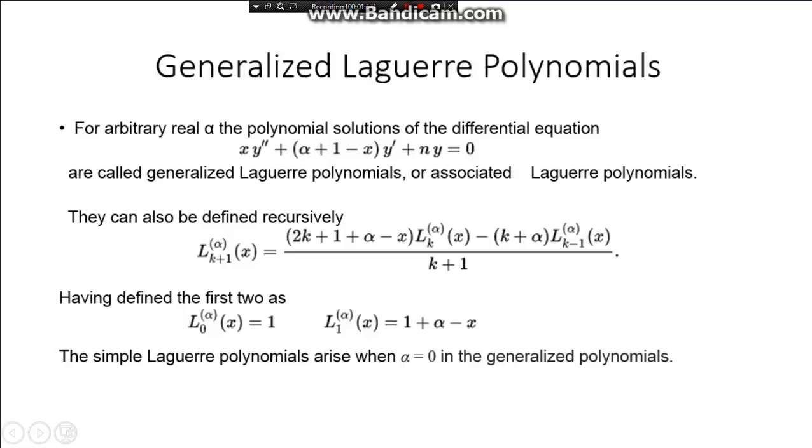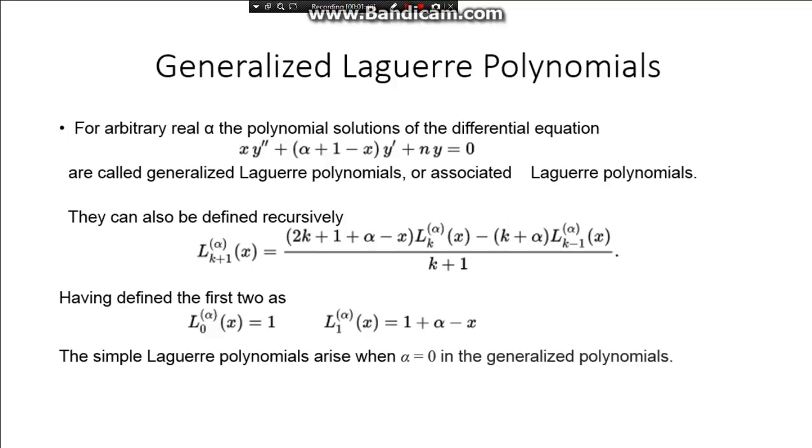Now we will look at generalized Laguerre polynomials. For any arbitrary real alpha, the polynomial solutions of the differential equation given here, which is xy'' + (alpha + 1 - x)y' + ny = 0, are called generalized Laguerre polynomials, which we saw previously in the definition of Laguerre polynomials.